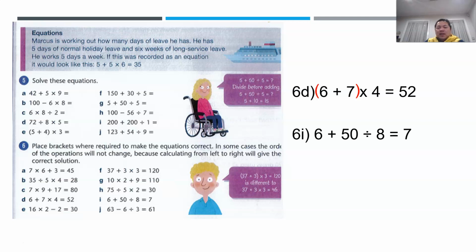Okay, next question. Again, if I follow BIDMAS rule, I will get a decimal answer, isn't it? So how can I go about getting 7 as the answer? That's right, 6 plus 50, you bracket it together, 56 divided by 8, that's how I get 7. So put your brackets carefully in order to make sure the equation is correct.